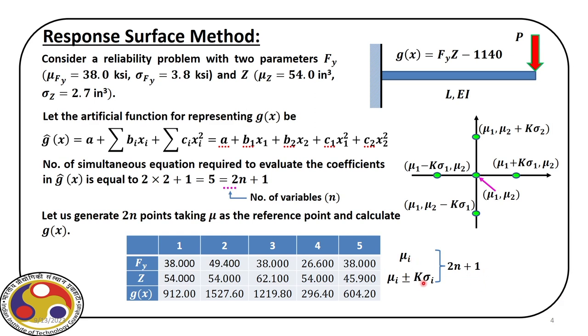Now, this k is a scalar constant. We can set different values, normally say mean plus 1 sigma or 2 sigma or 3 sigma. That's how we can actually expand the region in and around the mean to generate these support points.